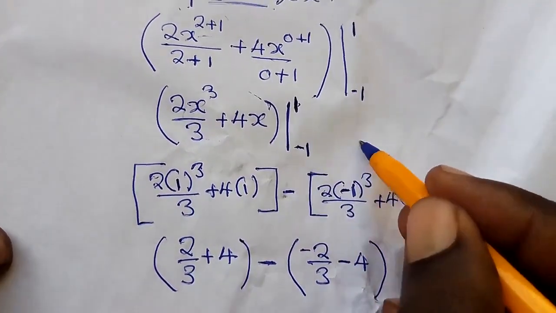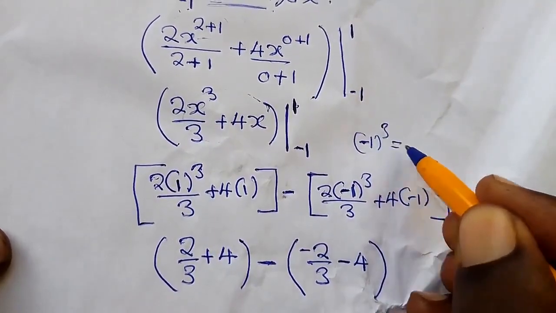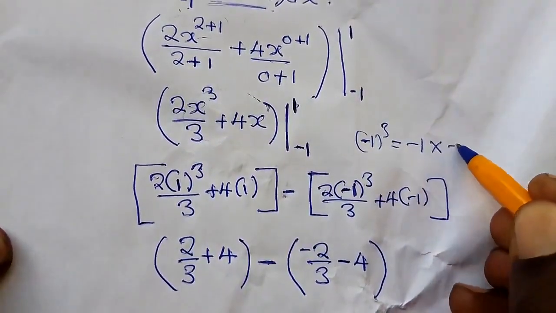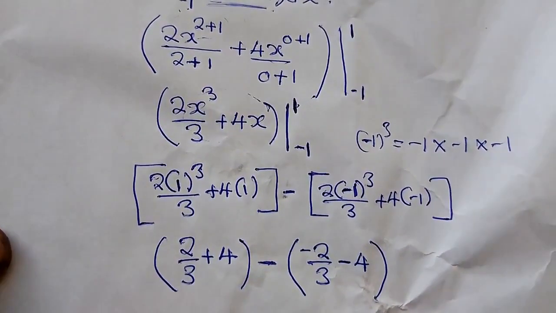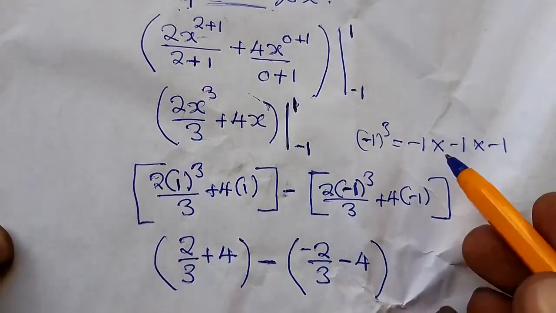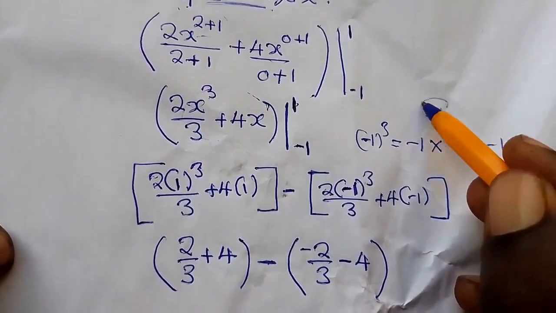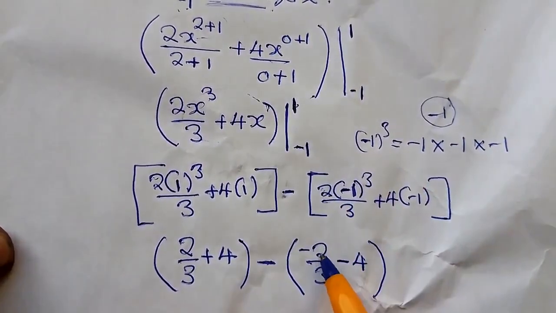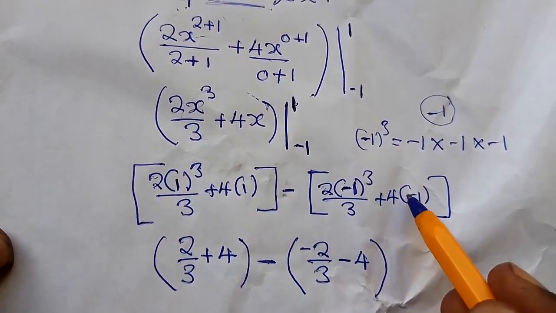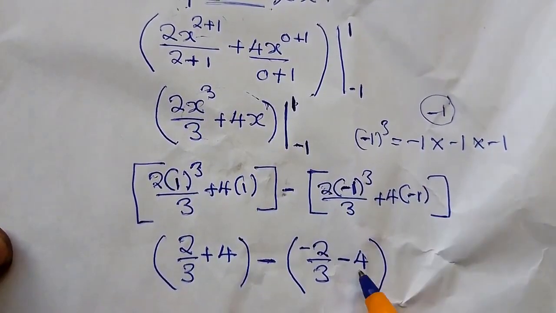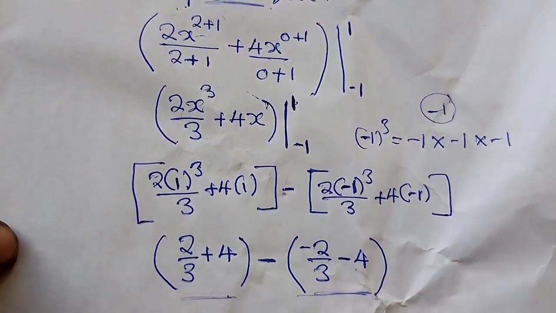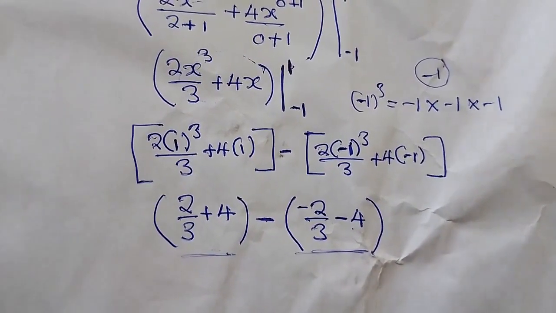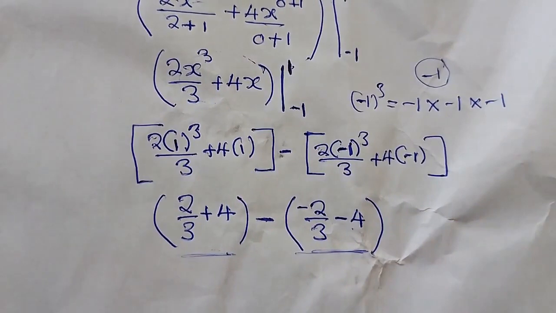Here, negative 1 to the power 3 is the same as negative 1 times negative 1 times negative 1. The answer there will give you negative 1. So negative 1 times 2 is negative 2 here. Then the 3 comes. 4 times negative 1 is negative 4 here. So you work out this part, you also work out this part. This is what you need to do. Very simple to work out this.